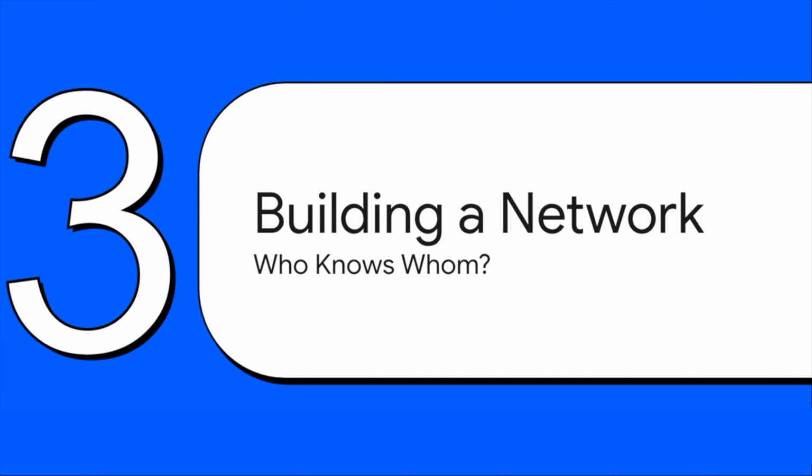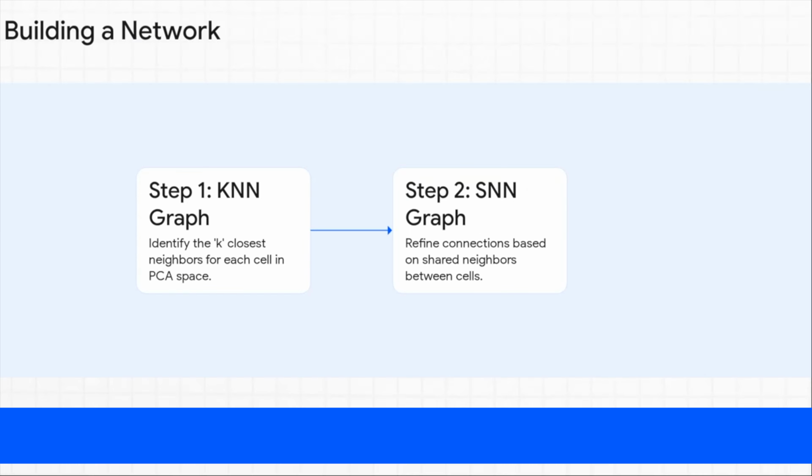All right, so we've got our simplified personality profiles for each cell. Now what? Well, now we have to actually build their social network. And that's exactly the goal of Seurat's FindNeighbors function, to figure out which cells are most similar to each other in this new, cleaner PCA space. And Seurat has this really clever two-step process to do it. First, as you can see in step 1, it finds the K closest friends for every single cell. Those are its K nearest neighbors.